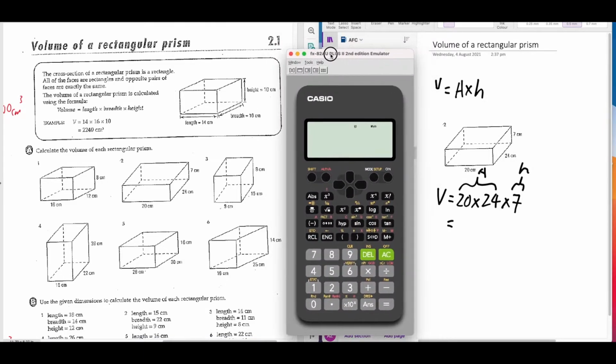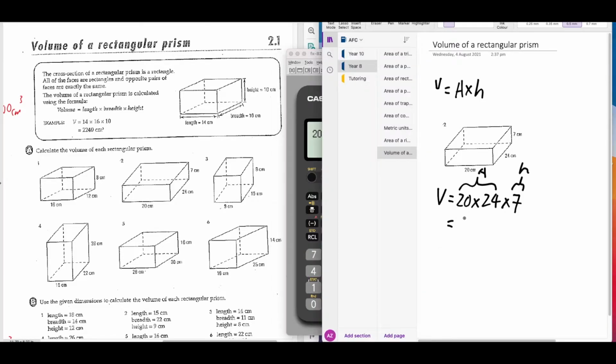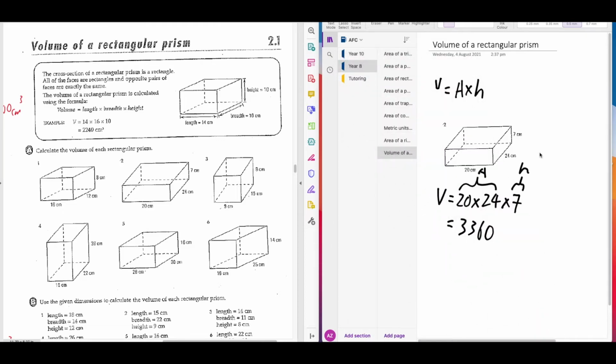All right, here we go. So we just have to do 20 times 24 times 7, which is 3360. Now make sure you write the units, okay? So what's the unit? The unit is centimeters cubed.